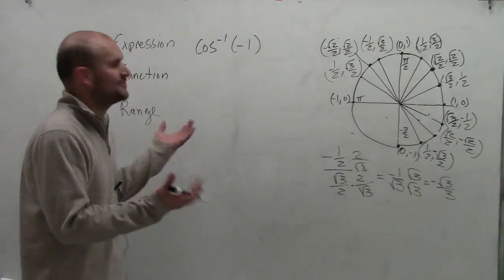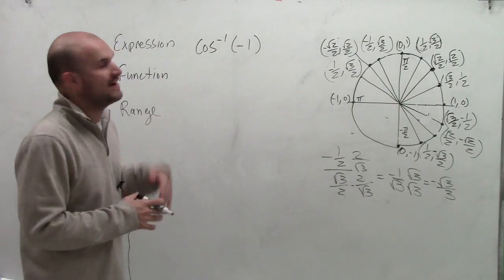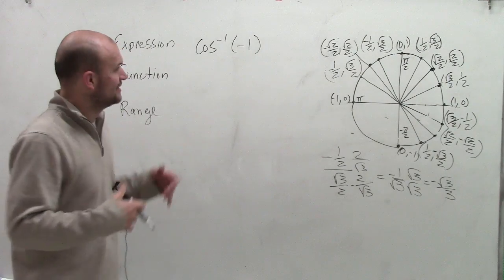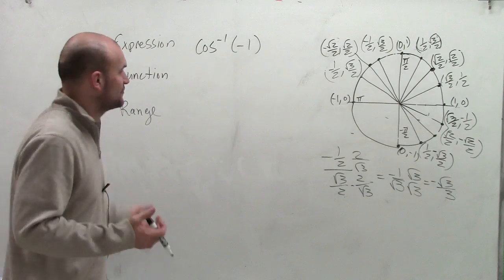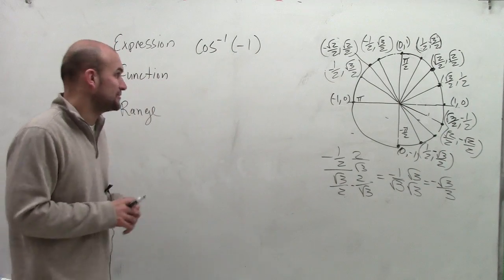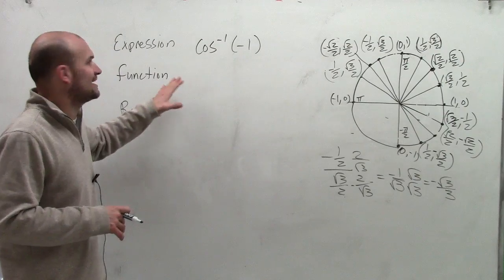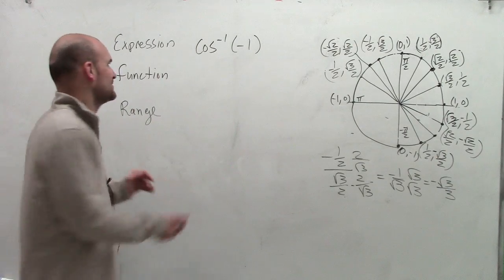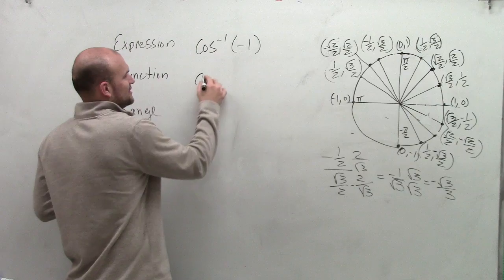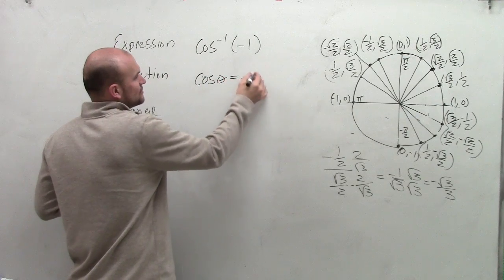Okay, so last one that I'm working on in my series is evaluating the inverse cosine of -1. What I first need to do is make sure I understand what exactly I'm trying to do. So I write in function notation that the cosine of theta is equal to -1.